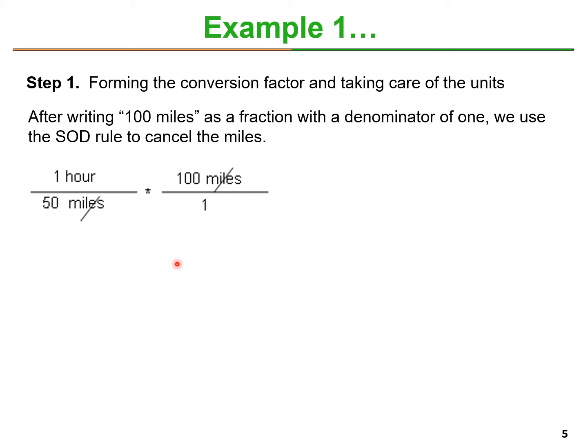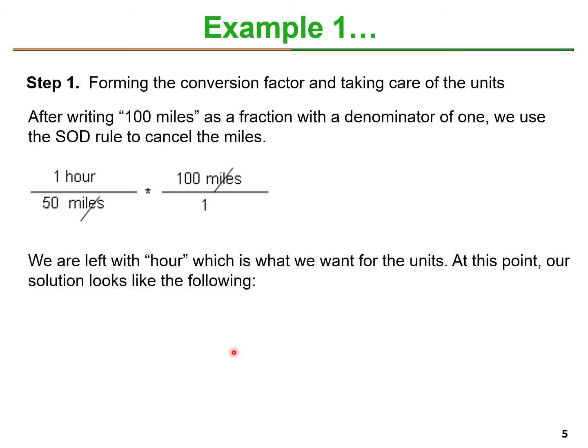Okay, here we're still in step one. We're taking care of units. And after writing 100 miles as a fraction with a denominator of one, we can use the same object division rule to cancel out miles. We are left with hour, so miles and miles go away up here. The only unit you're left with in this one line solution is hour, which is what we want. We are left with hour, which is what we want for the units, and at this point, the solution looks like the following.